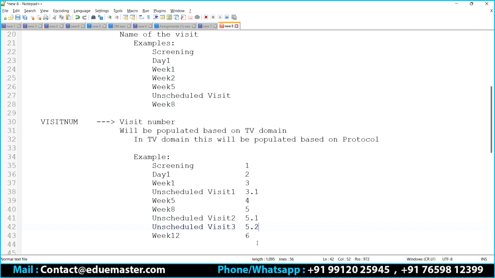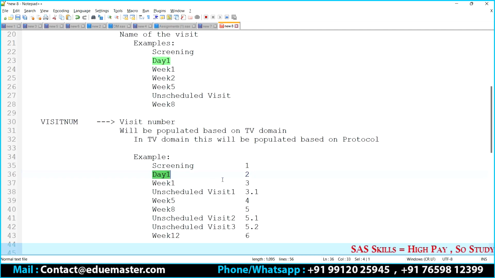Is this understandable? How it is happening? Let's say your entire study is happening over a span of 12 weeks. Your screening is the initial one, which is nothing but visit number equal to 1.